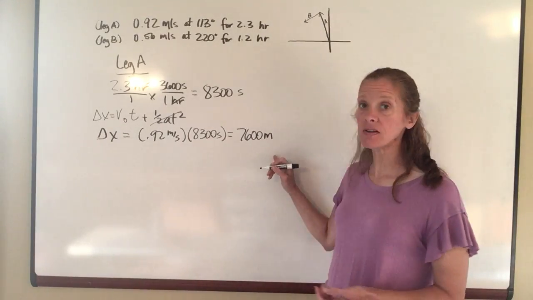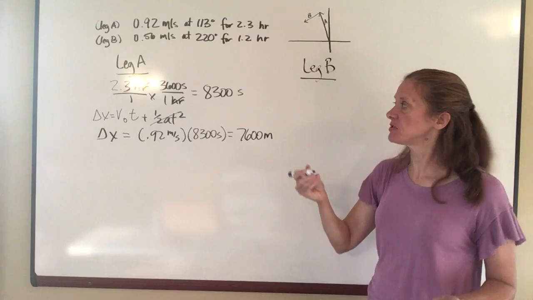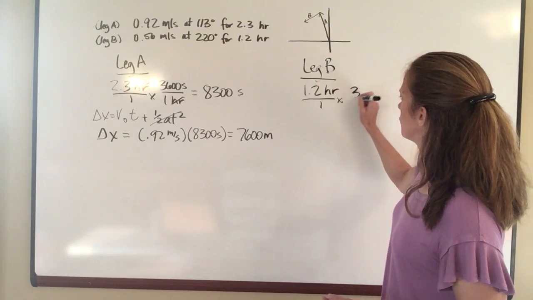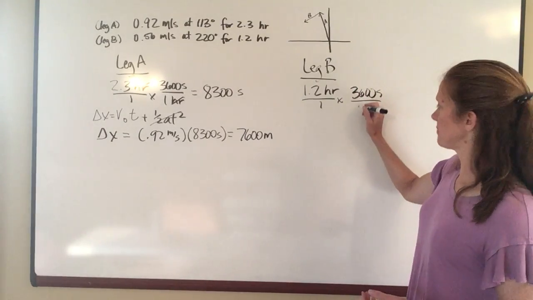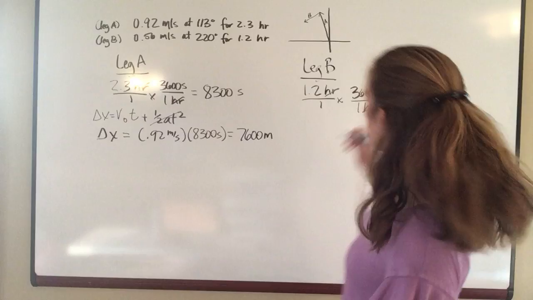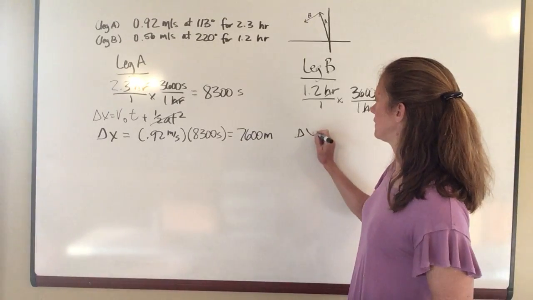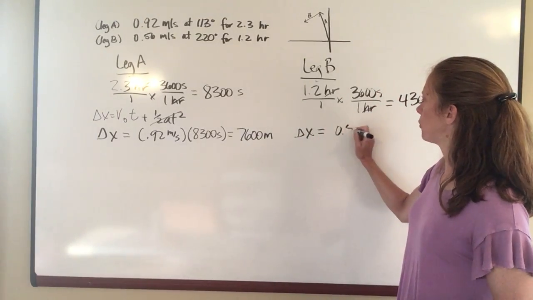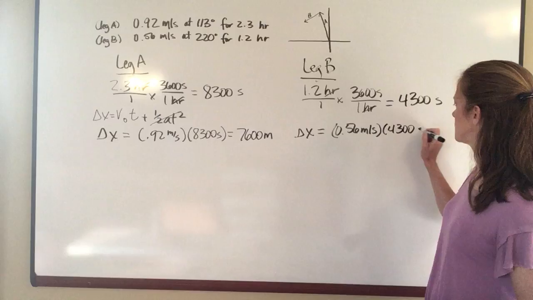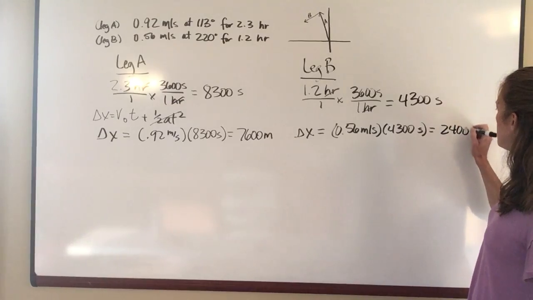Now I will need to do exactly the same thing for the second leg of the journey. Again, they're taken at two separate times. They're not related to each other. So if I have 1.2 hours, I first need to convert that to seconds. So I'll do the same thing that I did over there, where my hours will cancel out. And that gives me 4,300 seconds for this piece. Then if I'm going to calculate the delta x, I'm going to take 0.56 meters per second times 4,300 seconds, and that's going to give me a displacement of 2,400 meters.